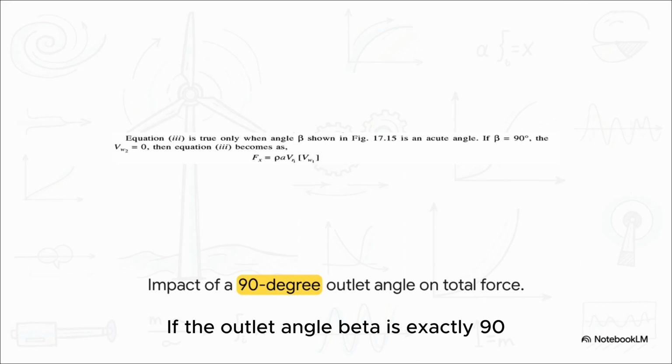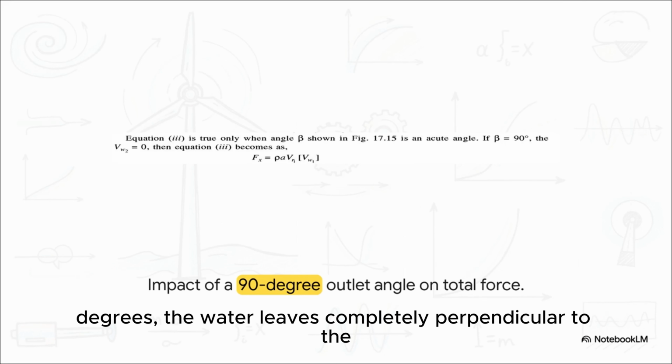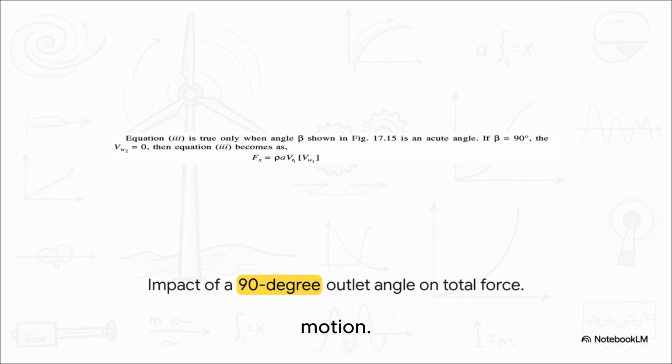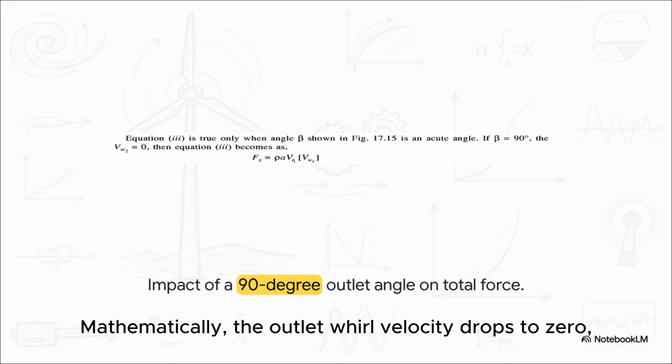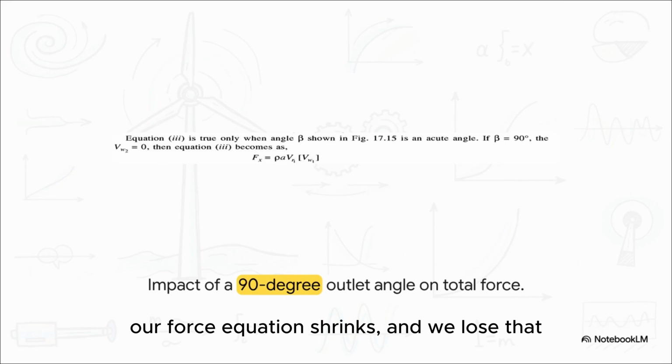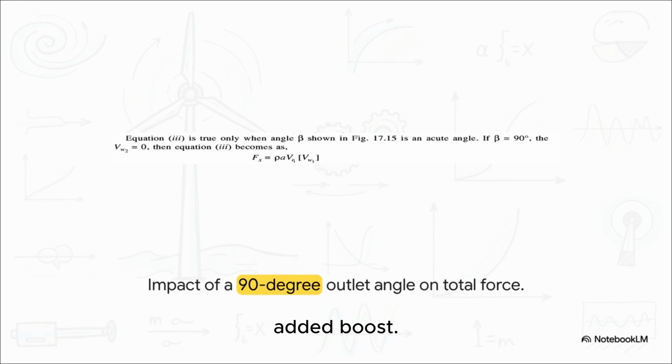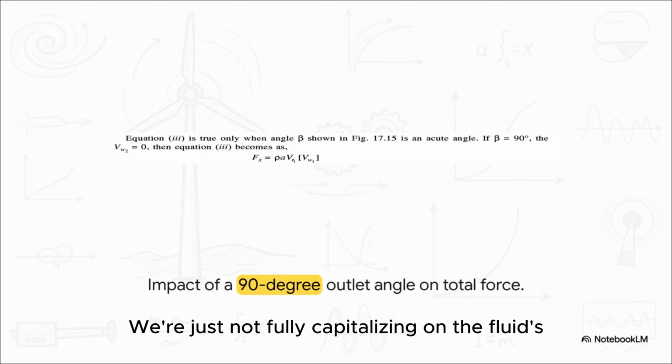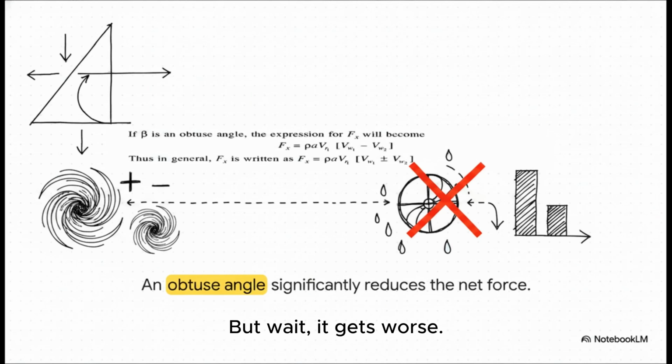If the outlet angle beta is exactly 90 degrees, the water leaves completely perpendicular to the motion. Mathematically, the outlet whirl velocity drops to 0. Our force equation shrinks, and we lose that added boost. We're just not fully capitalizing on the fluid's energy. But wait, it gets worse.